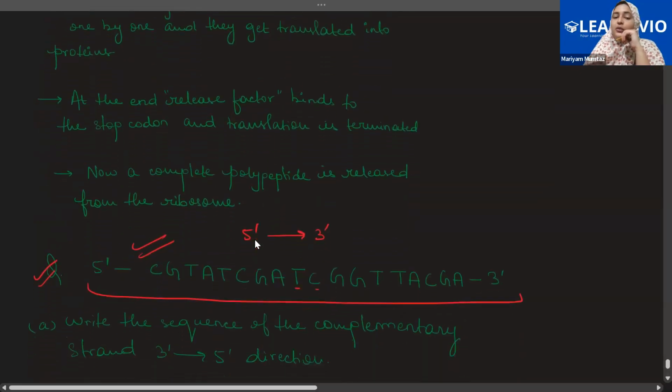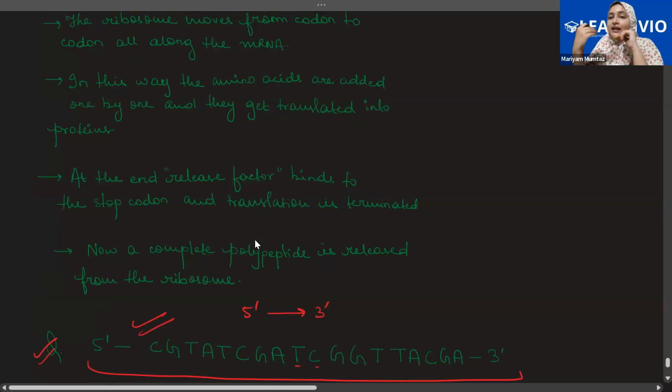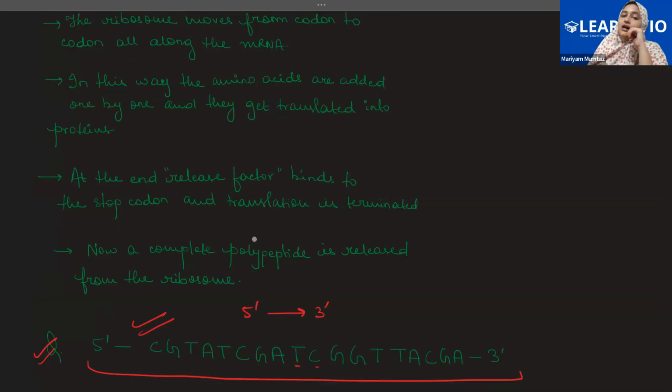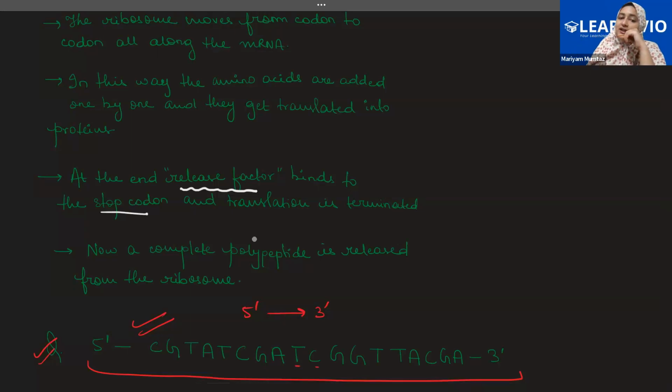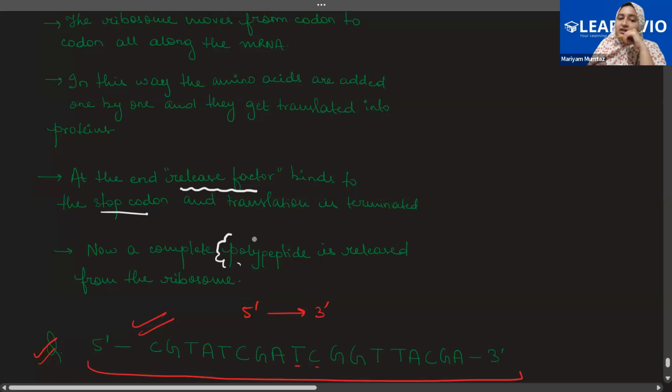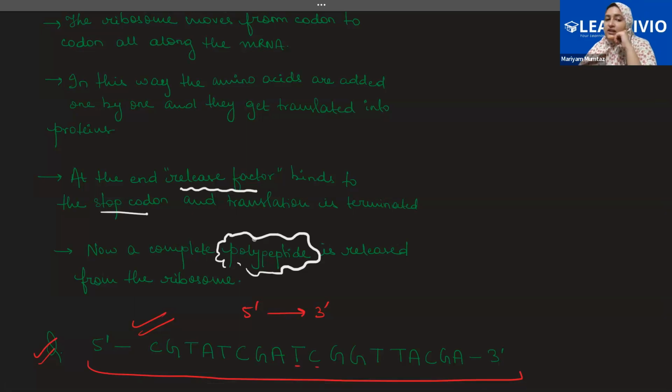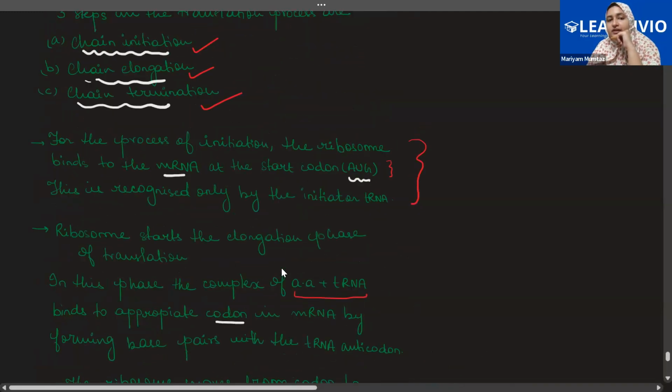Now, at the end, meaning when the entire mRNA length has been translated, a release factor comes along and binds to the stop codon. Then the translation is terminated or ended. Now, what we have is a complete polypeptide. And remember, whenever it is written polypeptide, we mean the protein which has been made from the mRNA. After it has been made, it is released from the ribosome. This is the whole process of translation.